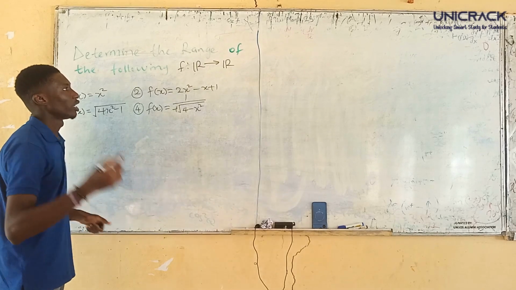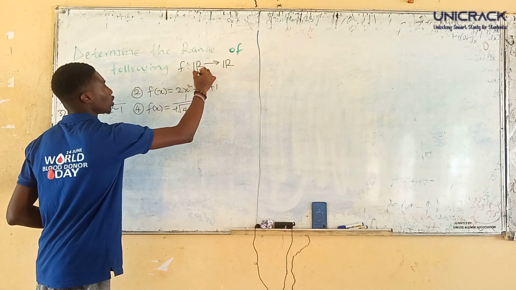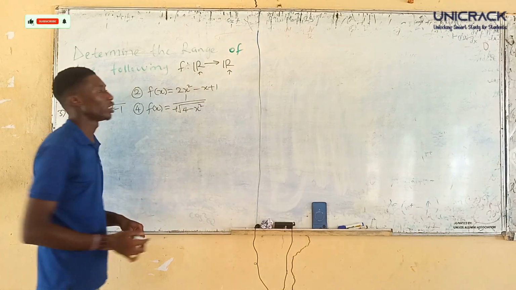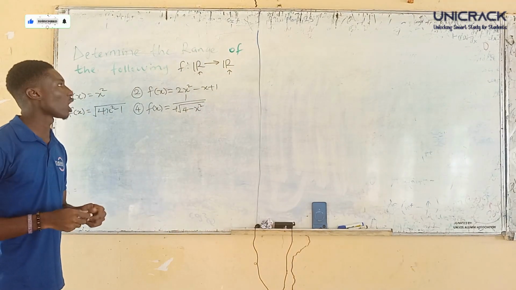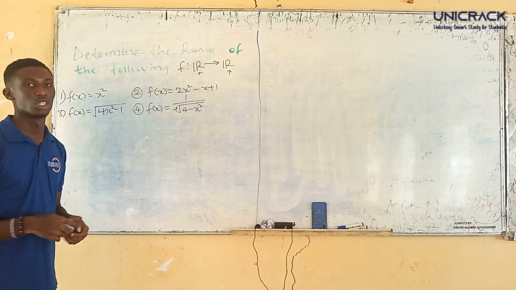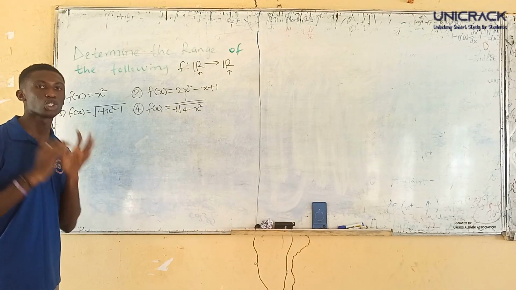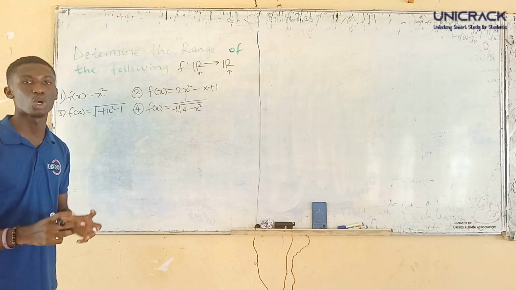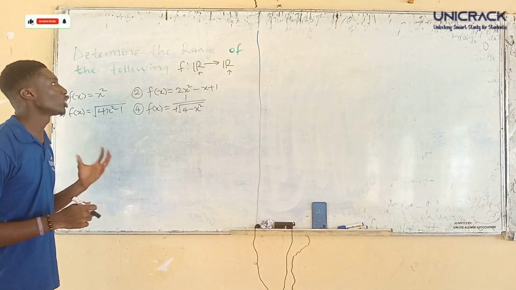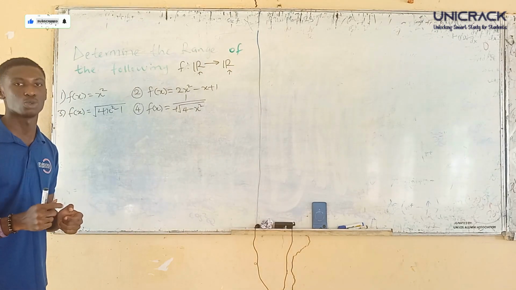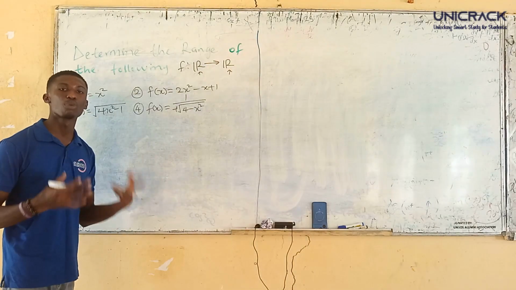Now, in the video I stated that this is our domain and this is our codomain. But let me just give a brief intro as to what range is. So range is the actual output that a function produces. So the range of a function is the actual output that a function produces.